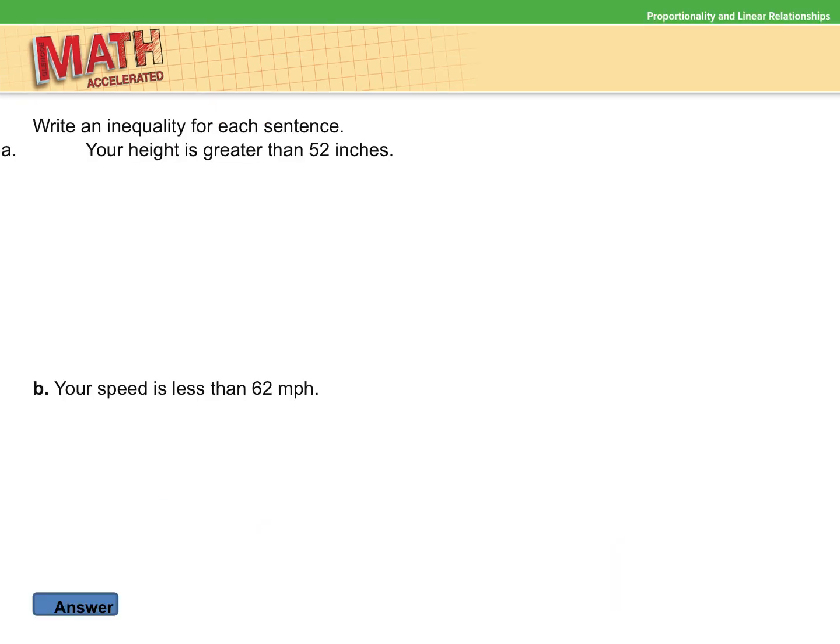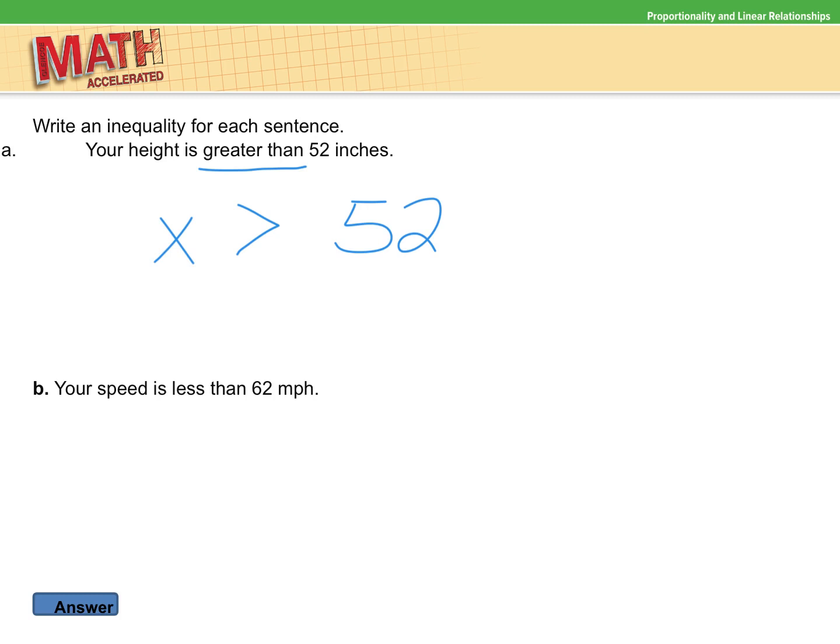Okay, let's look at these. It says your height is greater than 52 inches. What could I use as a symbol for height? H or x. Okay, I'm going to use x. And then we're comparing that to 52. What's a key word in there? Greater than. So what sign do we need in the middle? Greater than sign. Okay?